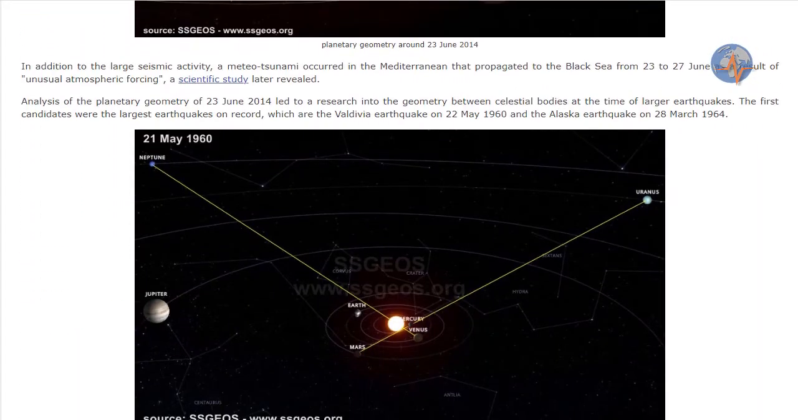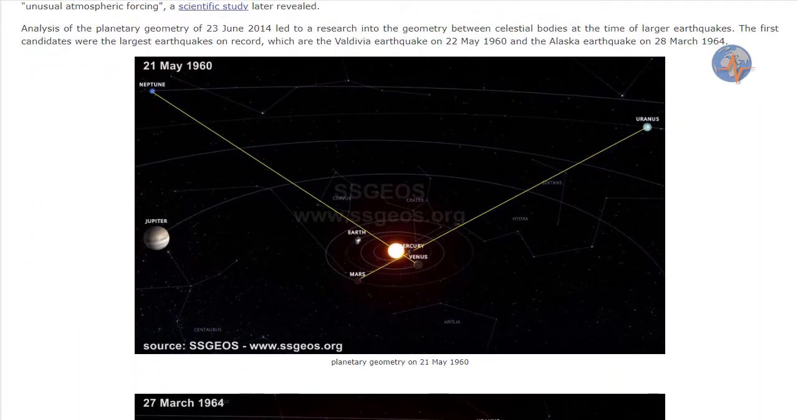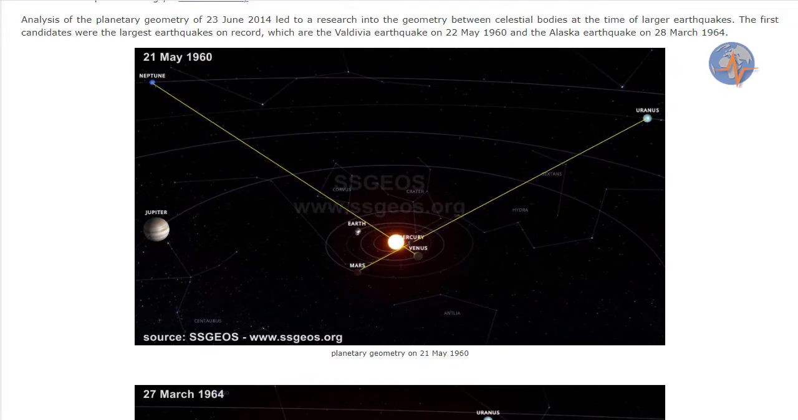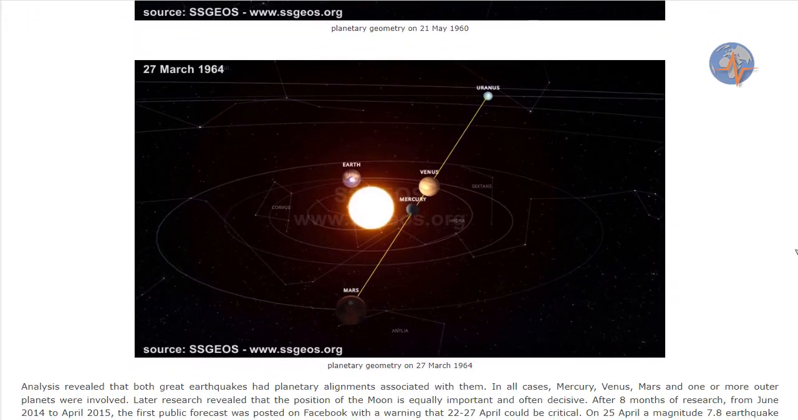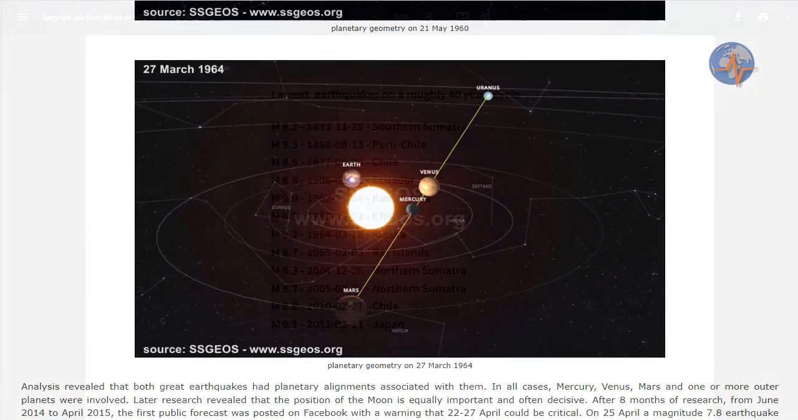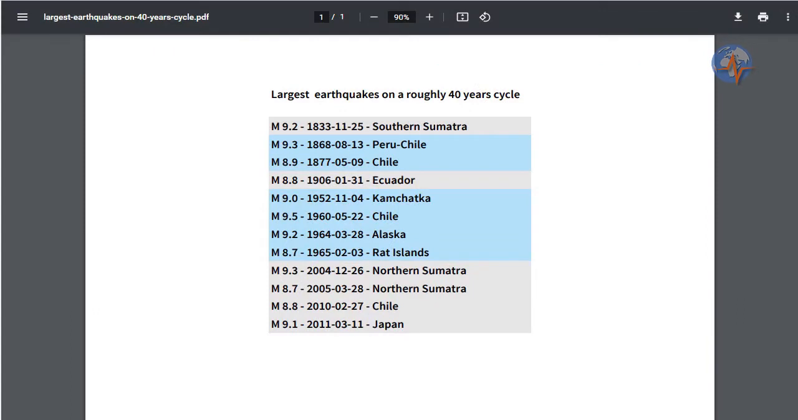How it all started and subsequent research indeed indicated planetary geometry, obvious planetary geometry at the time of the largest earthquakes. In the last 8 years, I've been entirely focusing on planetary geometry, also involving the moon and larger earthquakes. But what stood out for me with those largest earthquakes is the obvious gap of roughly 40 years, which was very obvious after the 2004 megathrust earthquake off the coast of northern Sumatra.